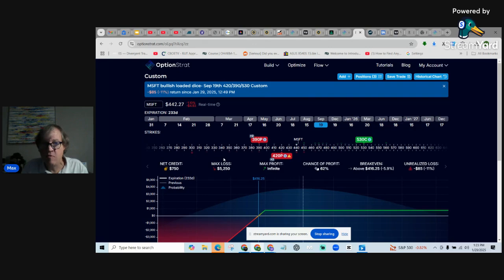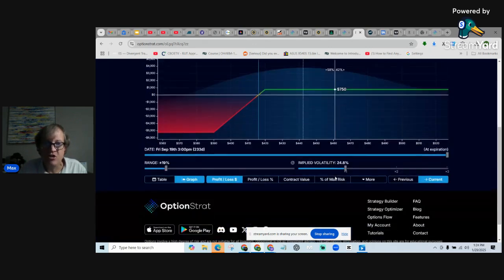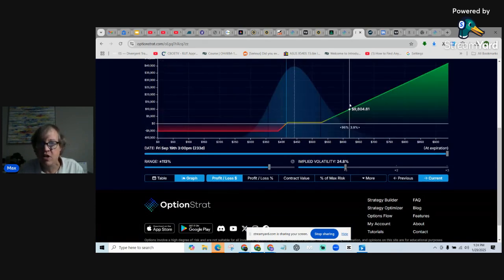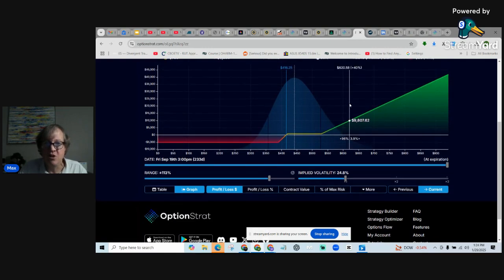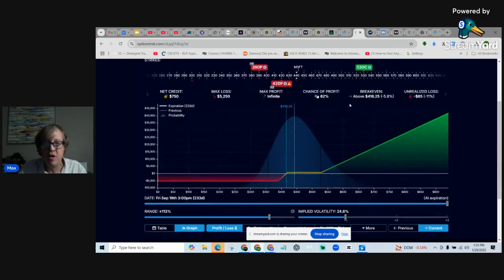And at the same time, we're going to hope that Microsoft just kills earnings and just has a 2 standard deviation move. It happens occasionally. Look at that. A 2 standard deviation move on this strategy is a $9,800 profit. That's because of the leverage of options. I'm not saying it'll happen, but even a 1.5 standard deviation move is a good one.